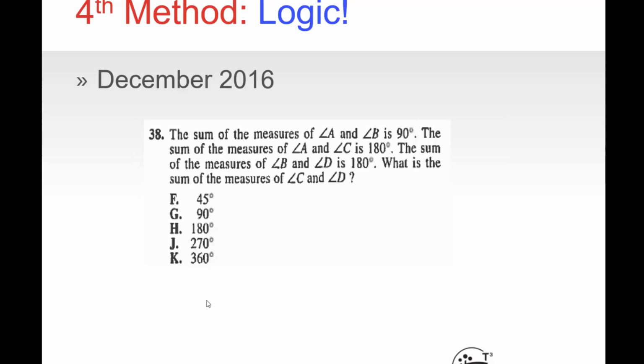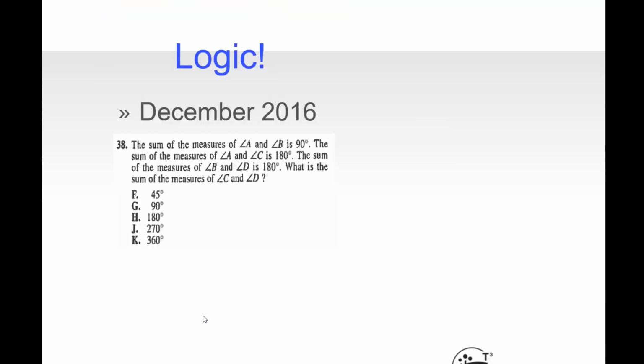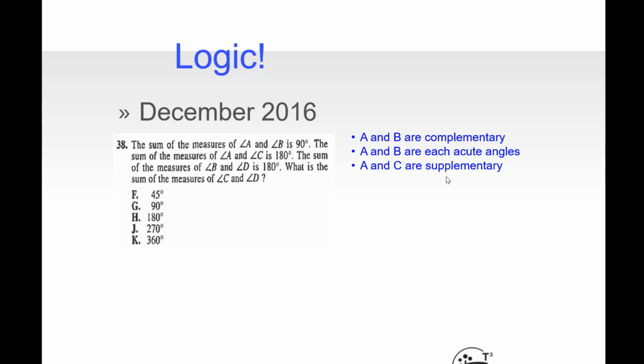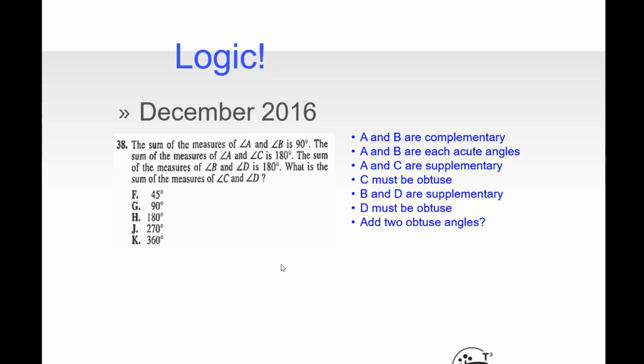And that's not the only way. One person came up and said, I did this logically. And I said, what do you mean by logically? And she said, well, A and B have to be complementary. They add up to 90. Okay. A and B have to be each acute angles if they're complementary. And I agree with that. They're both acute. A and C add up to 180, so they're supplementary. And so if A's acute, C's got to be obtuse. B and D are supplementary. And if B's acute, D's got to be obtuse. So here we're going to add 2 obtuse angles. The only answer you could get if you had 2 obtuse angles is to get 270. Wow.